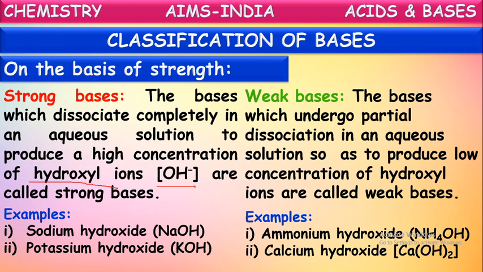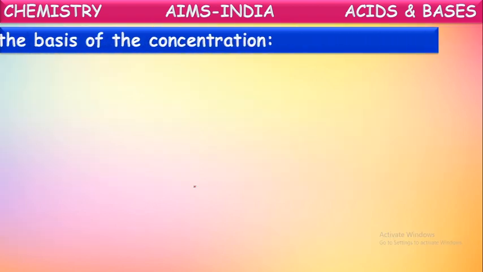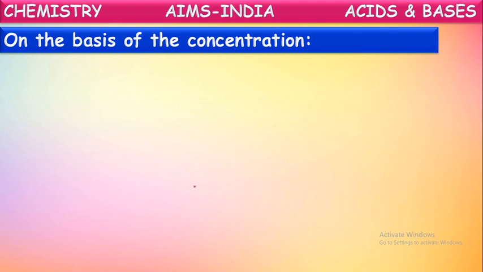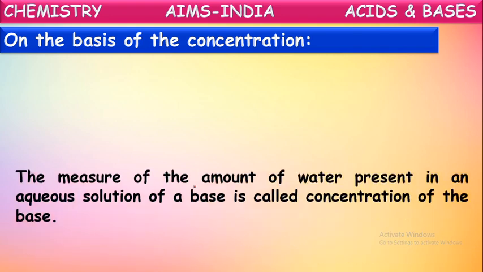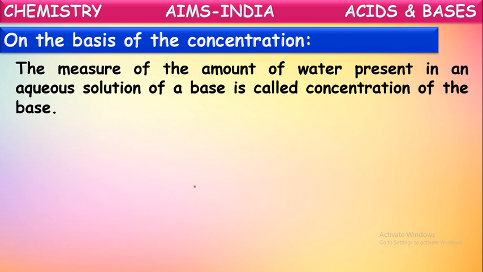Okay, next, on the basis of concentration, these bases are also classified into different types. What is the meaning of this concentration? We say concentration means the quantity of water present in the given sample of base. The measure of the amount of water present in an aqueous solution of a base is called the concentration of that base.